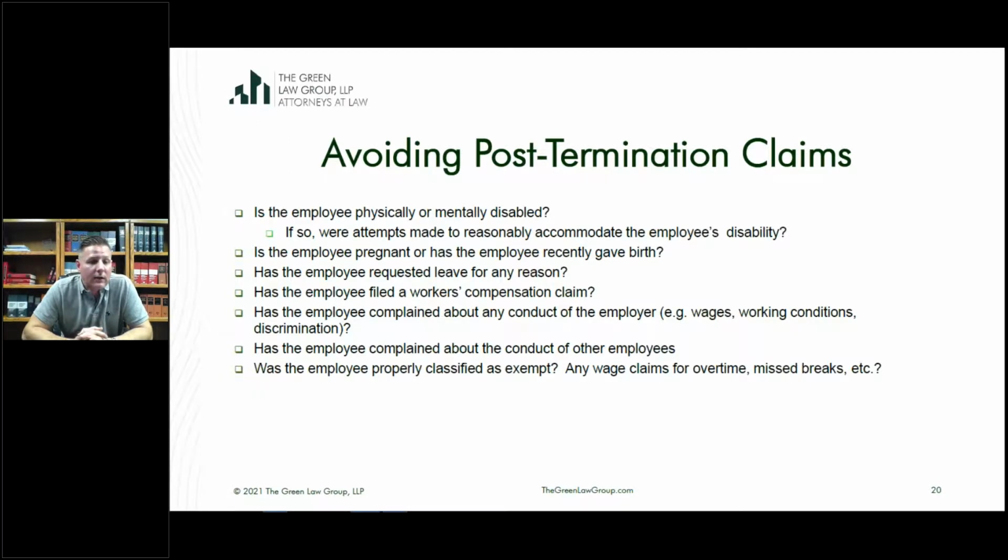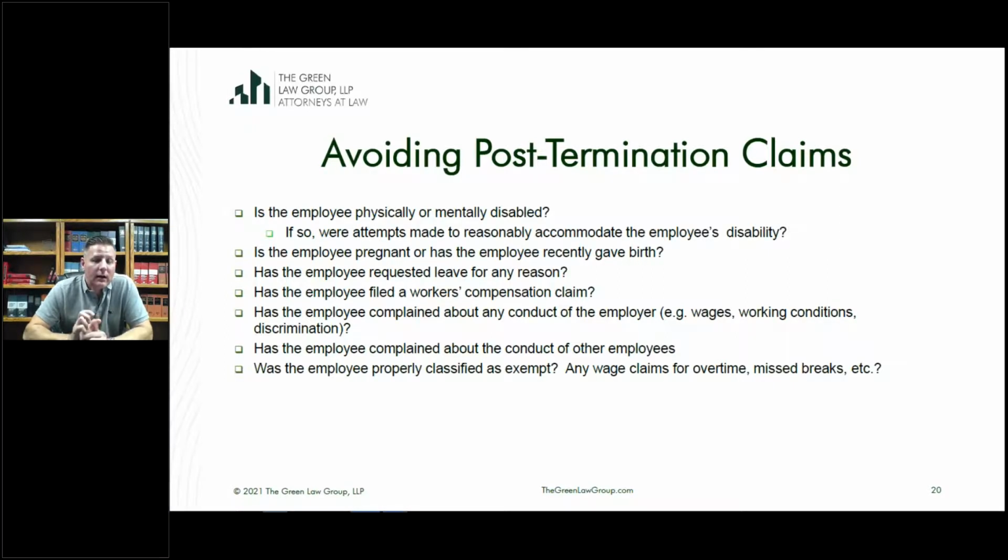You also want to ask, did the employee file any workers' compensation claims? Did the employee complain about any conduct of the employer? Did the employee complain about conduct of other employees? Now, you can't terminate an employee because they've made complaints or because they filed certain claims. So you want to narrow this down and make sure you're not opening yourself up to a lawsuit based on these types of claims.